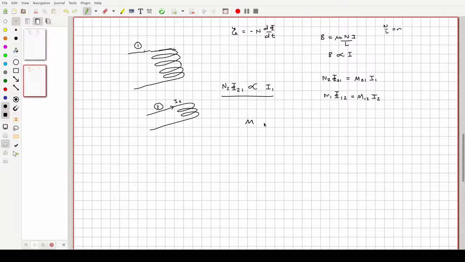M itself has units that look like magnetic flux over current, if you solve for that. N itself here is a unitless thing. It's just the number of turns. Now, magnetic flux, remember, is measured in Webers, and current, we know, is measured in amperes. And this grouping of units right here is called a Henry, abbreviated H.